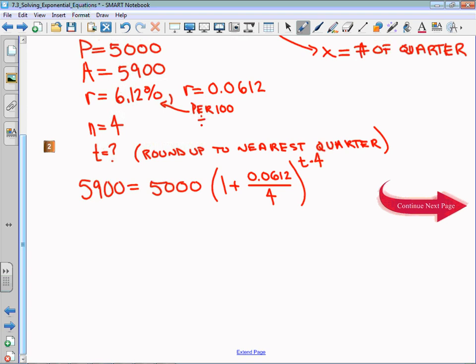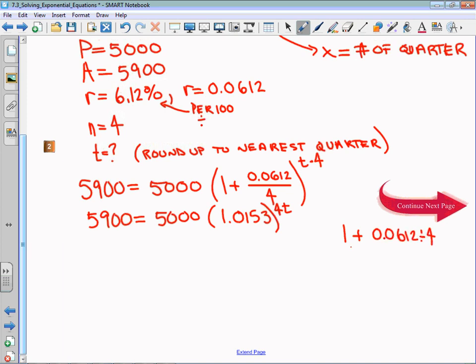Now I'm going to clean this up just a little bit first and get 5,900 is equal to 5,000 times 1.0153 all to the power of 4t. Really important that what I did here is I divided by 4 first, and then I added that to 1. Now, that being said, you can plug into your calculator 1 plus 0.0612 divided by 4, and it will give you that number, 1.0153.